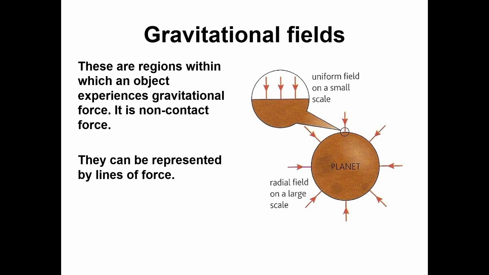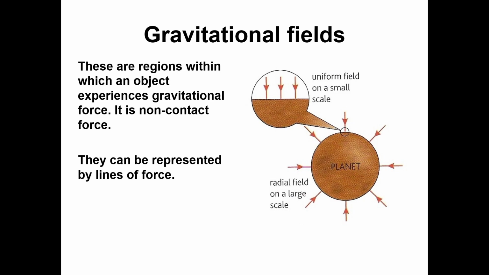Gravitational field itself, sometimes you get awkward questions where you have to describe what a gravitational field is. So a region or volume within which an object experiences a non-contact gravitational force. And two different types of field. Essentially, I suppose every field is radial, but on a small scale, say in the size of the room that I'm in at the moment, the field would look pretty uniform if you could see it. So that's what's zooming in there in that little bubble there.